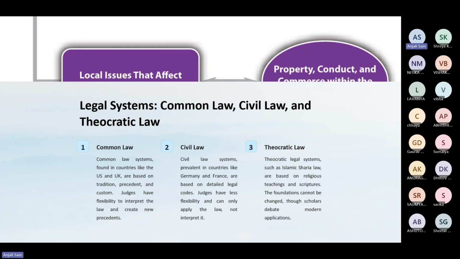Common law के cases में क्या है? They are not restricted. ठीक है? Judges इस case में they can have an interpretation in their own way. ठीक है? Or on the basis of that they can create new precedents or new rules. ठीक है? Then comes the civil law system.